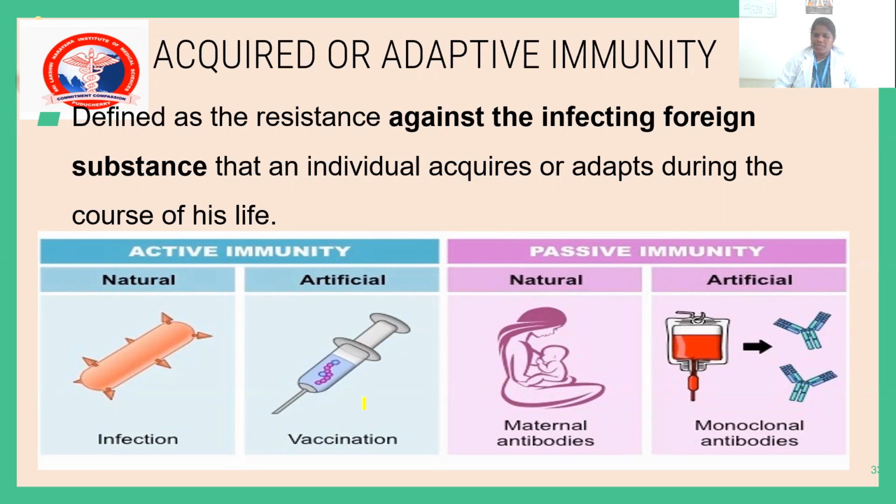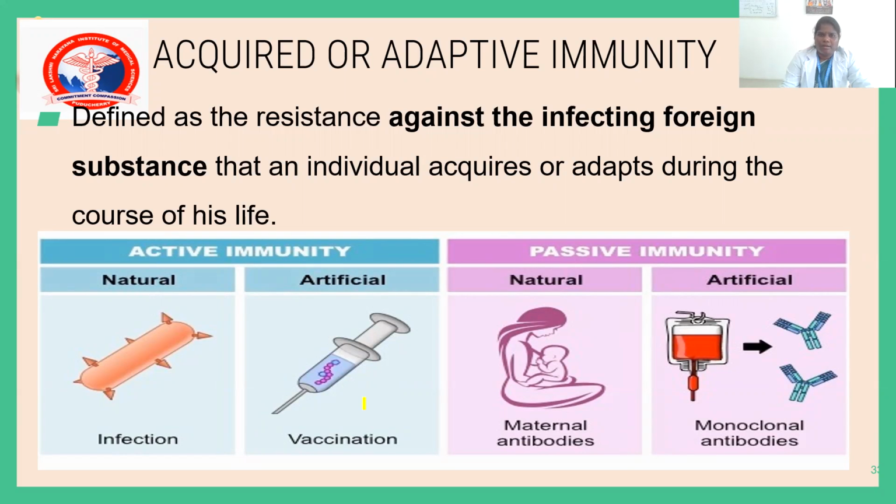Coming to passive immunity, naturally it goes from mother to fetus, but in a passive manner. Likewise, passive artificial involves immunoglobulins and monoclonal antibodies. These come under passive artificial. The most important thing is that we have to remember this classification. If you see this picture, only then can you understand the things.